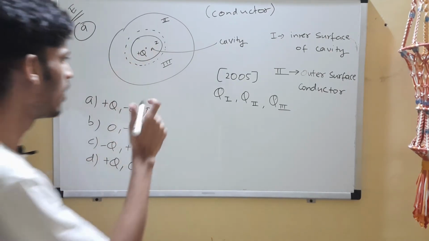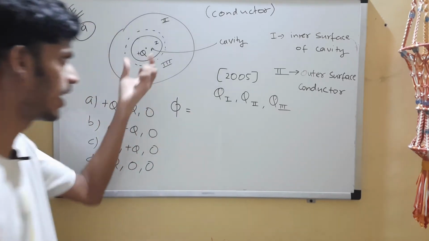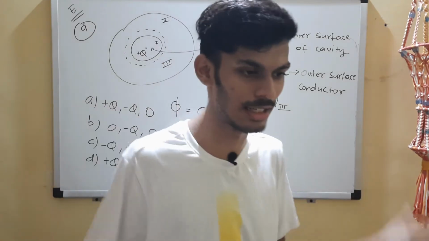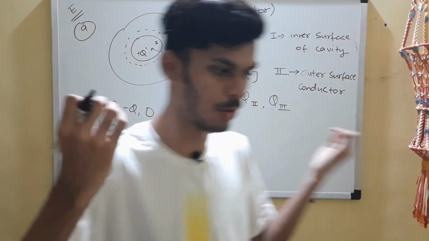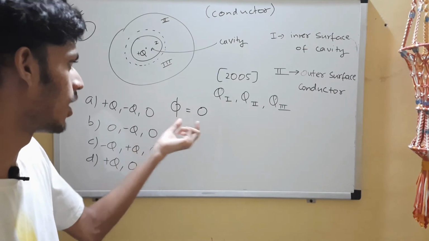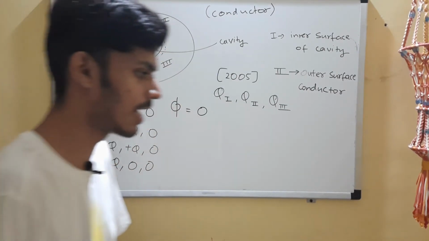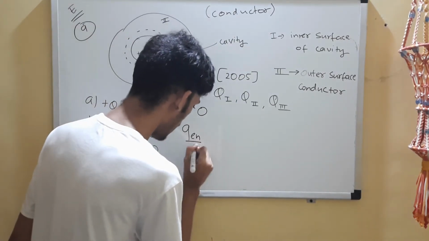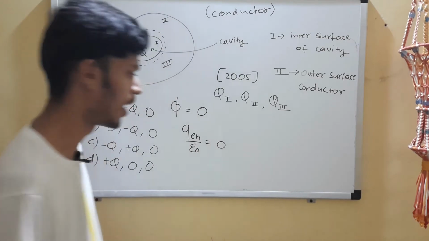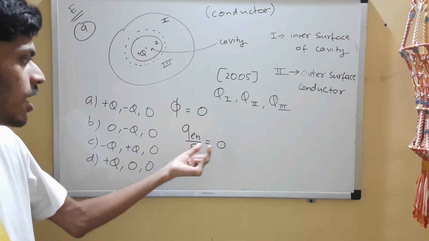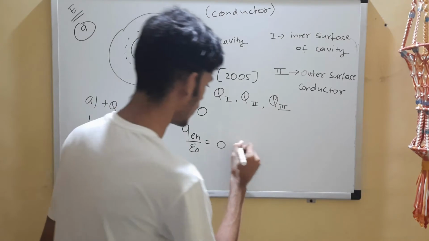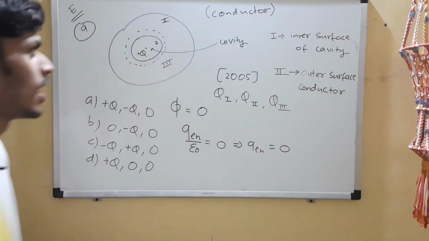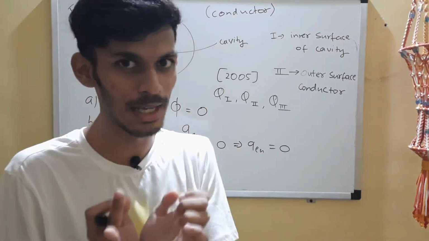So I can say that flux through this Gaussian surface that I have drawn should be 0, because there is no electric field, right? No electric field inside the conductor, which means no field lines, of course. So the flux through the Gaussian surface that I have drawn should be 0. So basically I can say charge enclosed by epsilon naught should be 0 by Gauss law, right? Flux is nothing but charge enclosed by epsilon naught. So from here I can conclude that the charge enclosed by this Gaussian surface should be 0.